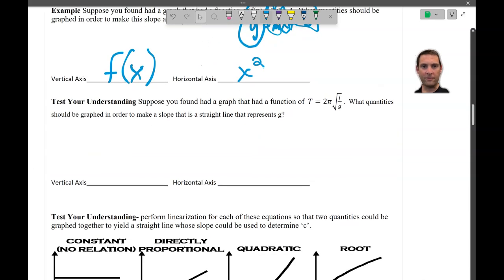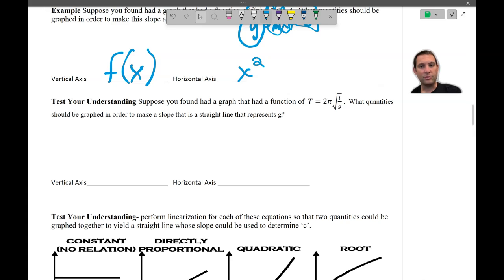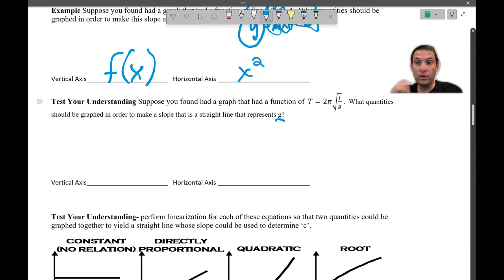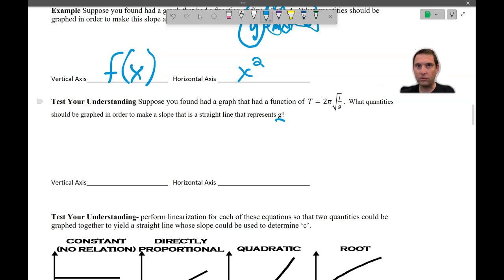Suppose you had found a graph that had a function of T equals 2 pi times the square root of L over g. Which quantity should be graphed in order to make a slope that is a straight line that represents g? There are 2 different ways to handle this. First, I'm going to go through the way that I walked through in the PowerPoint, the previous video, and that is lining it up with y equals mx plus b. So we want a slope that will represent g. Let's see what we can get when we rewrite this.